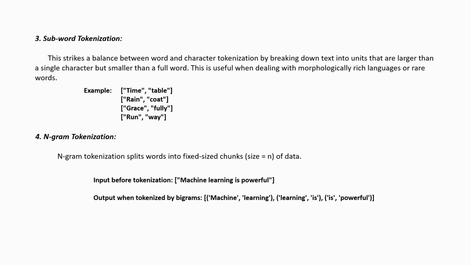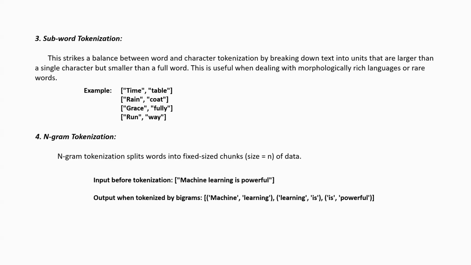Okay, so now come to the point of subword tokenization. It strikes a balance between word and character tokenization by breaking down text into units that are larger than a single character but smaller than a full word. This is useful when dealing with morphologically rich languages or rare words. Subword tokenization breaks words into meaningful subword units, which is common in modern models like BERT and GPT.